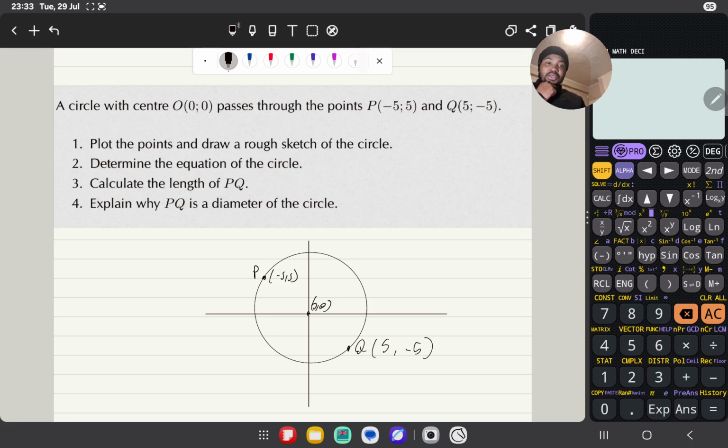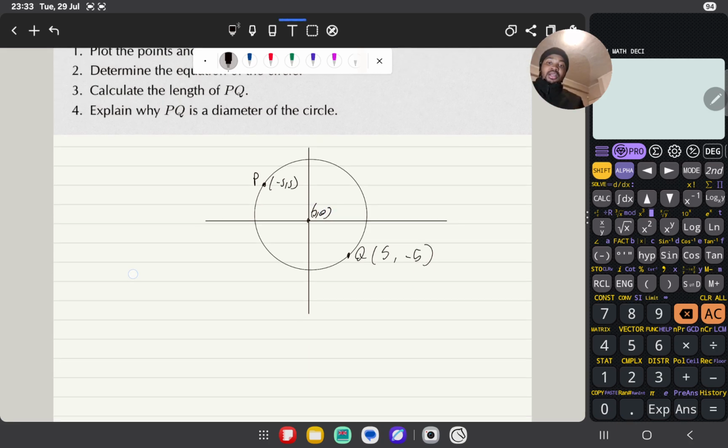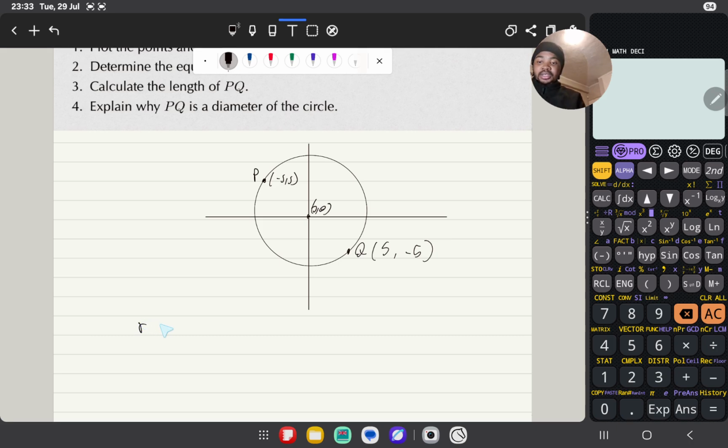So determine the equation of the circle, right? Remember, I said that the structure of this thing is like this. You have r squared equals y squared plus x squared. This is the structure of the equation of a circle that has 0, 0 as the center, that has the origin as the center. This is how it's structured, right?